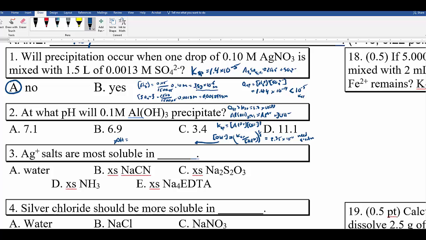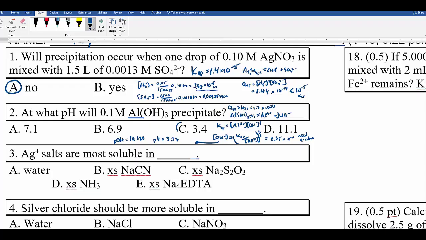So I'll take the log of my answer, equals 10.62... 8, which gives me a pH of 3.37.